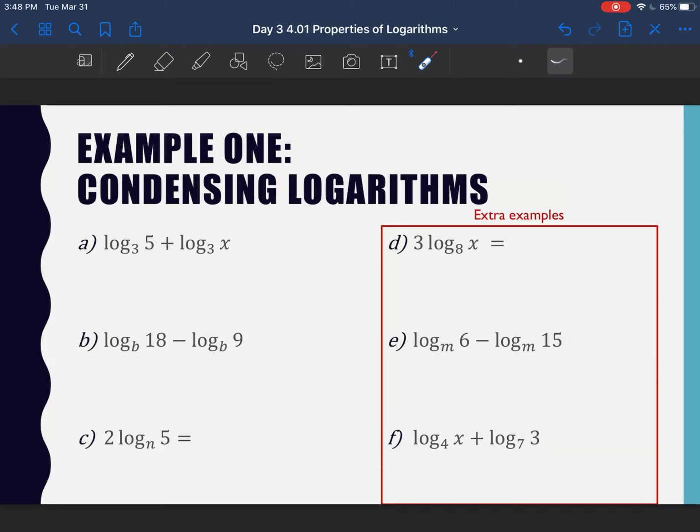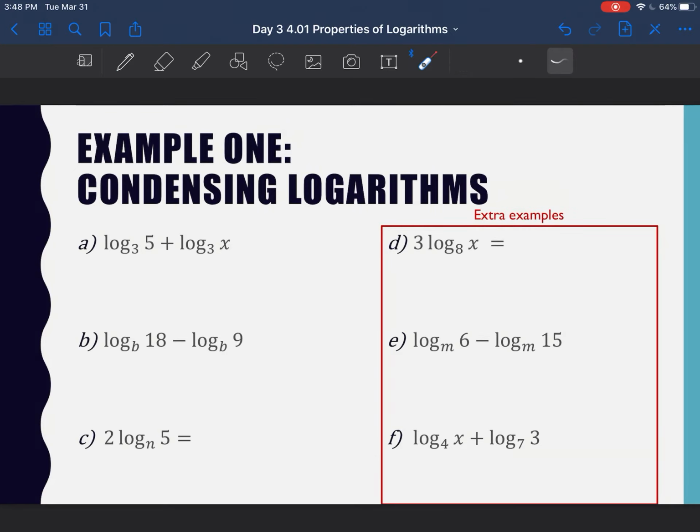So these first three are going to be one of each type. And then, as you can see on the right side, is just extra examples if you want to see a couple more worked out. So the first one, you have log 3 of 5 plus log 3 of x. We want to condense this down into a single logarithm. Now what's important here is that this only works if you have the same base. As long as they have the same base, so in this case they both have a 3, then you can bring these together to be one logarithm. If they were different numbers or variables, you wouldn't be able to combine them at all. You just have to leave it.